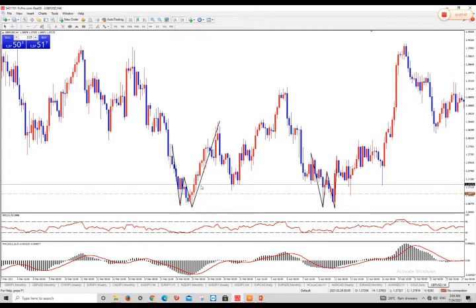Okay, now let us look at it. Let's draw another supply zone. And as I said, for demand and supply zones, you're looking for the last bullish candle up for a supply zone and the last bearish candle down. Let me rephrase that. You're looking for the last buy candle up and the last sell candle down.